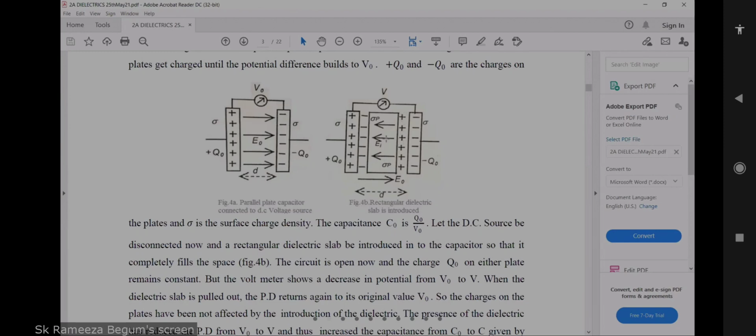Here E I is the induced electric field. E naught is the external field. E is the total electric field. So due to the presence of the slab, the voltage drops from V naught to V, and the electric field strength also decreases from E naught to E due to the presence of the dielectric slab in between the two capacitor plates.